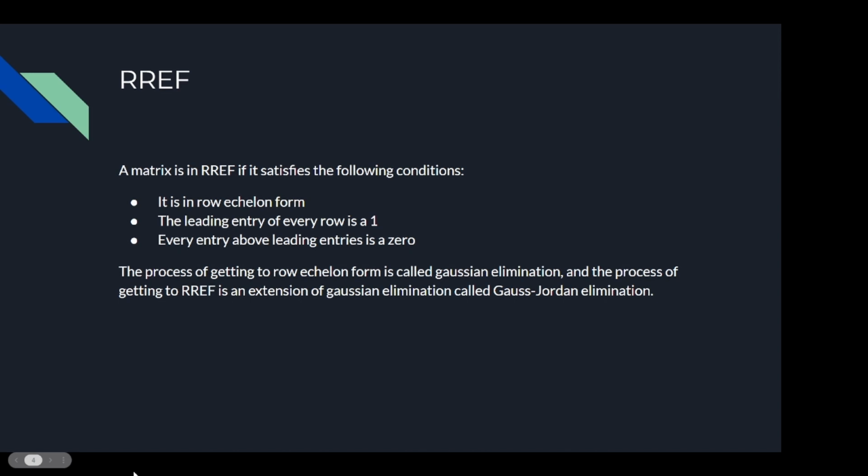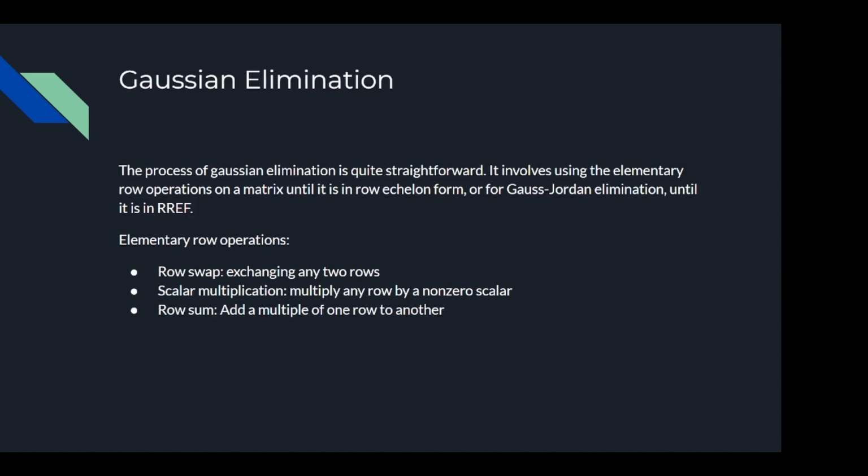A matrix is in RREF, or row reduced echelon form, if it satisfies the following conditions. It has to be in row echelon form. The leading entry of every row is a 1, and every entry above the leading entry is a 0. The process of getting to row echelon form is called Gaussian elimination, which is not to be confused with Gauss-Jordan elimination, which is an extension of Gaussian elimination. It converts to RREF, not just row echelon form.